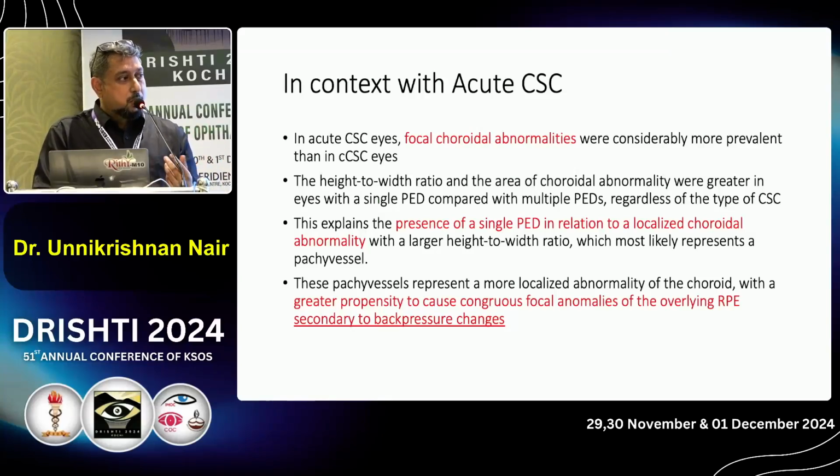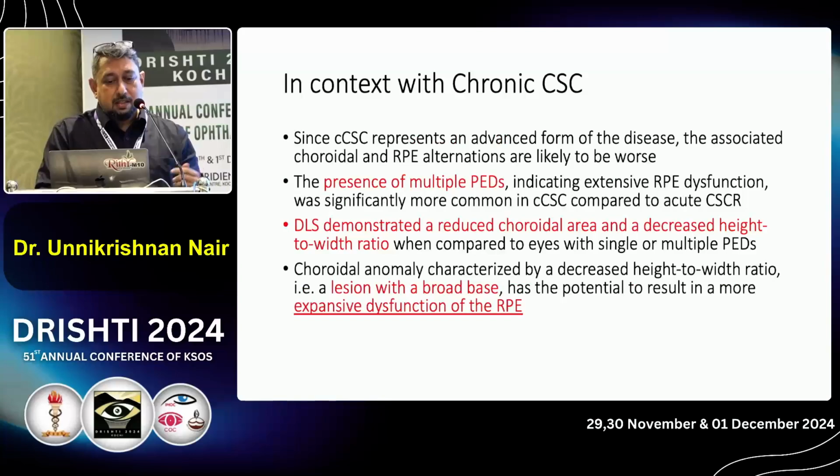And why is it important? The back pressure effect because of the vortex veins could be responsible. The back pressure effect causing a single blowout in a single area with a single choroidal and RPE damage. While in chronic CSR, a larger area is involved, so it is not a back pressure effect. It could be a more expansive deficit of the RPE because of choriocapillary thinning. And that could be responsible for the chronic CSR or SRF changes.